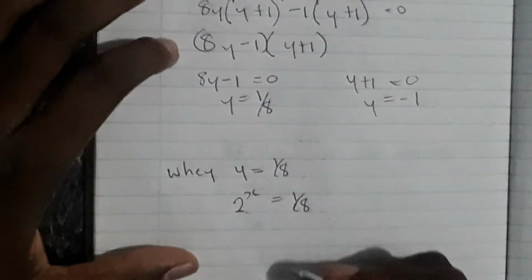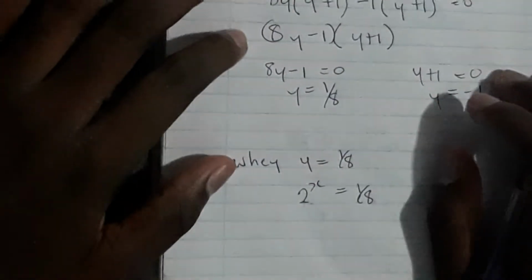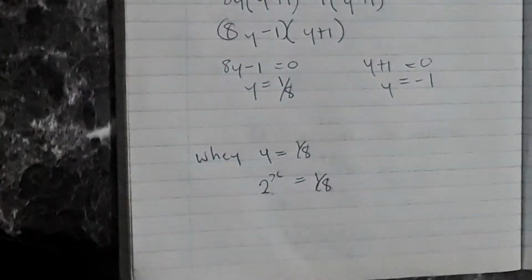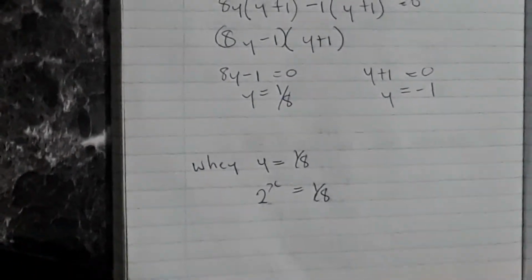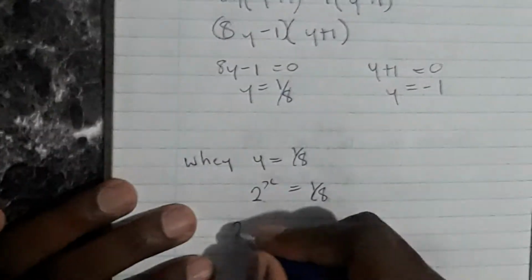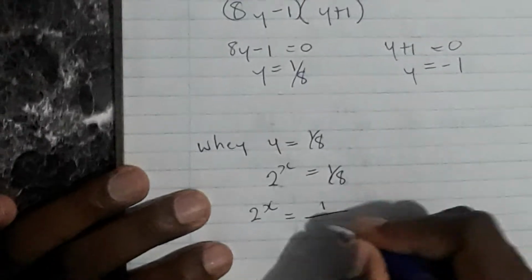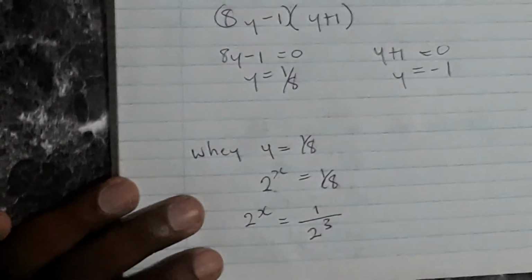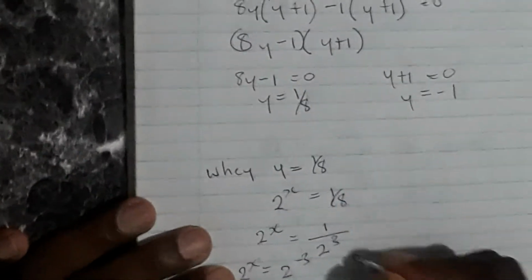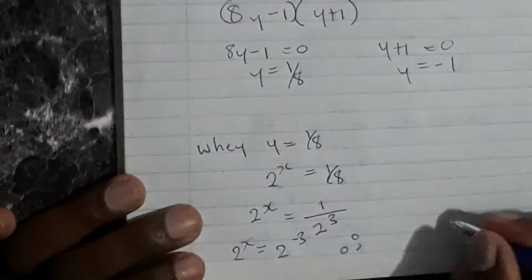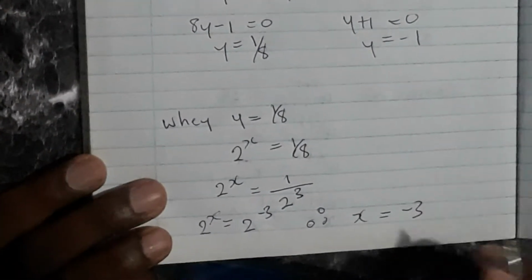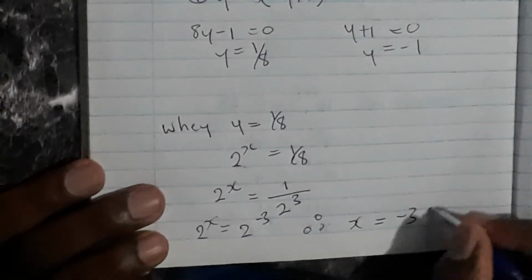Right? So now we're gonna use the method in which if the base number on both sides of the equal sign is the same, we can just equate the power. So that's what we're trying to reach here. So let's say 2 to the x equal 1 over 2 to the 3. Right? So 2 to the x is equal to 2 to the minus 3. Therefore, equating the powers, x is equal to minus 3. Right? And that is our answer, guys.